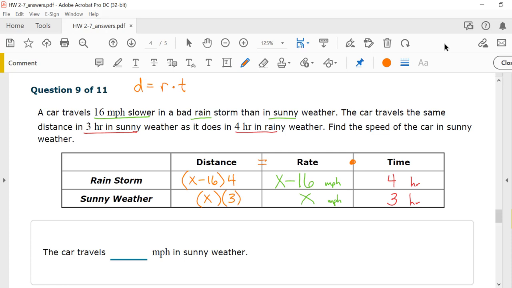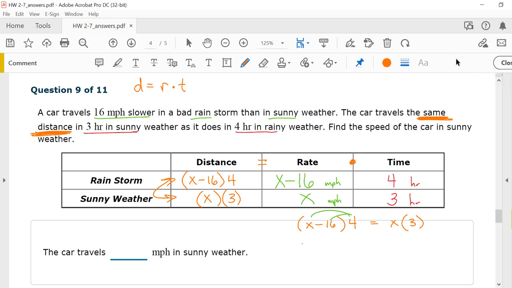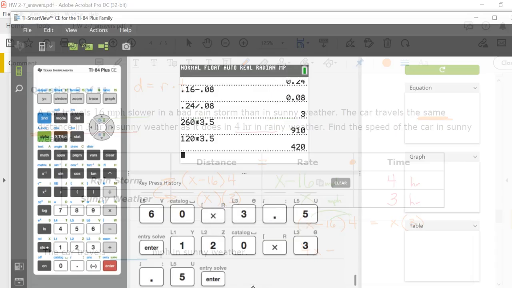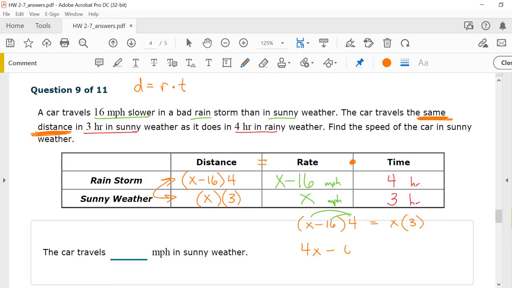Now, the car travels the same distance. This is what I'm zeroing in on. So these two distances have to be the same. X minus 16 times 4 has to be the same as X times 3. I'm going to distribute and get 4X minus 16 times 4, which is 64. And that's supposed to equal 3X.